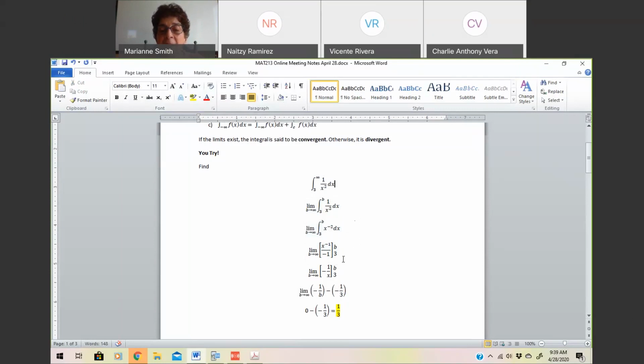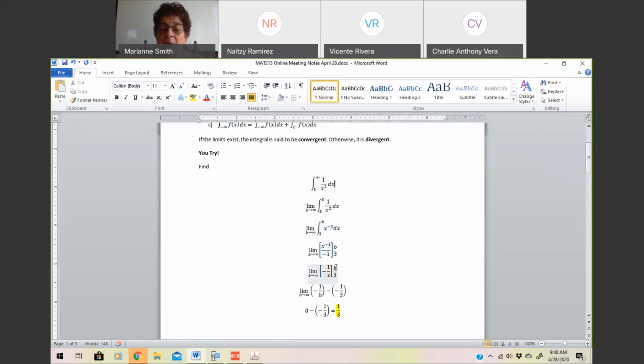Okay. Now here I have to evaluate it at the upper bound and then the lower bound. I did some more rewriting. I rewrote x to the minus 1 as 1 over x, and I put the negative sign out in front. This is just an algebraic step. The only calculus step before we take the limit is right here, where I'm doing the integration.